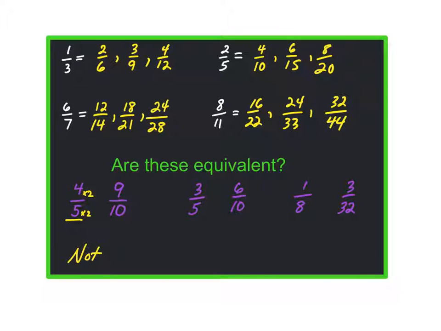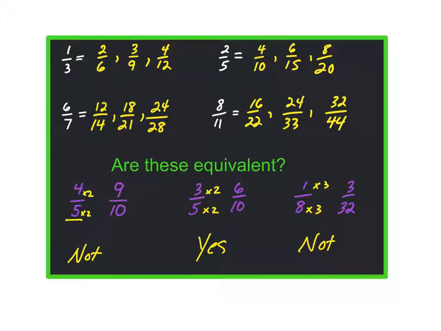Look at 3/5 and 6/10. Let's see, I do times 2 here. Times 2 also works. So yes, these two are equivalent. And our last ones, let's see, we do 1 times 3 gives me 3, and 8 times 3, no, that's not 32, that's actually only 24. So again, this is not equivalent.